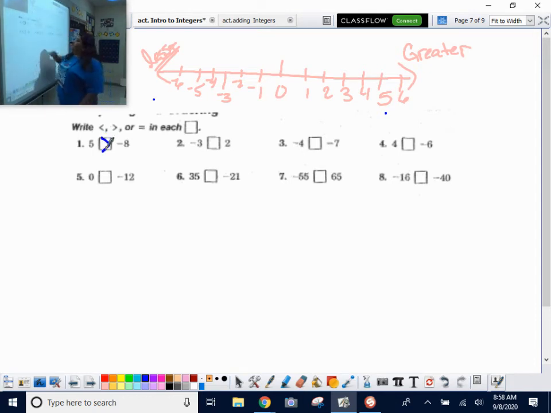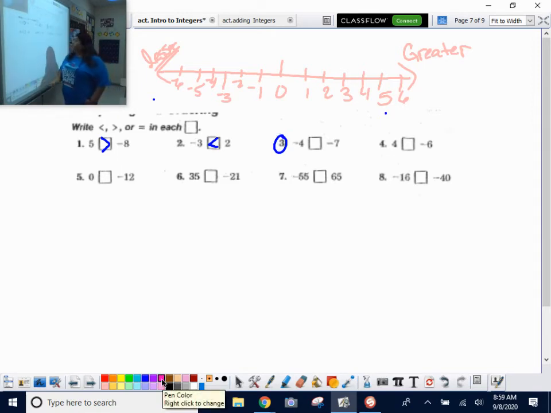Okay? Let's do the next one, number 2. -3 compared to +2. So is -3, which is over here, less than, greater than, or equal to +2? It is less than. It's way over there on the left-hand side. Here's where we might mess up. Okay? Let's take a look. I'm going to change my color so we have a different color.